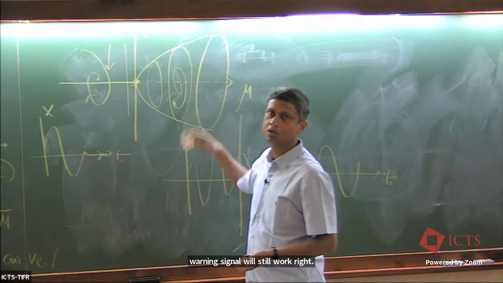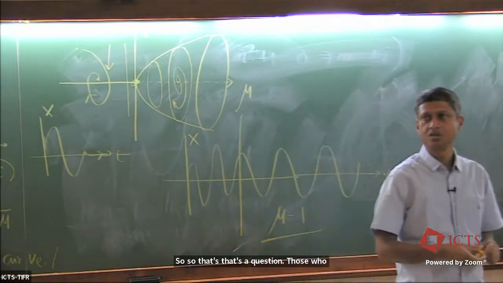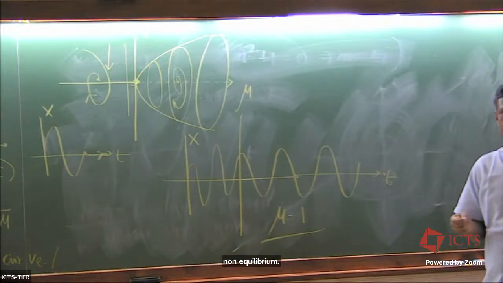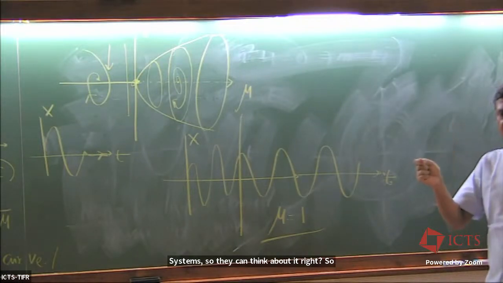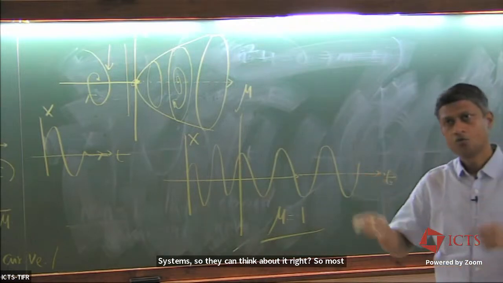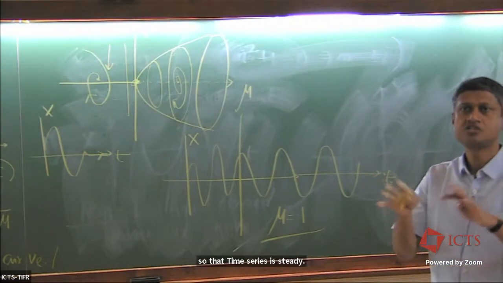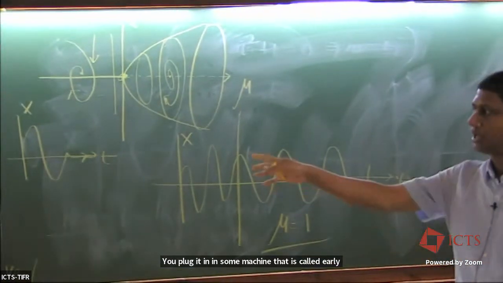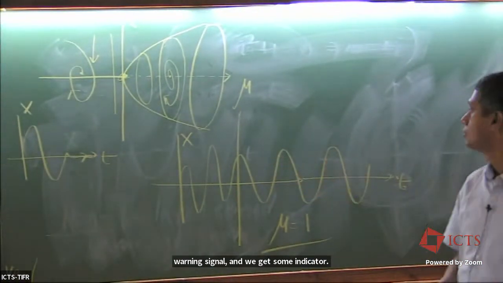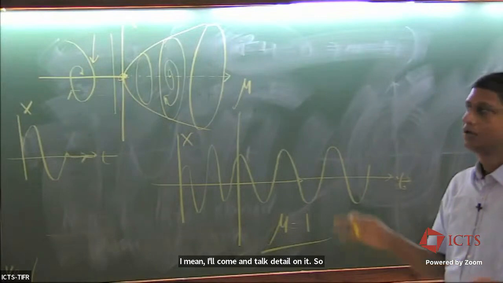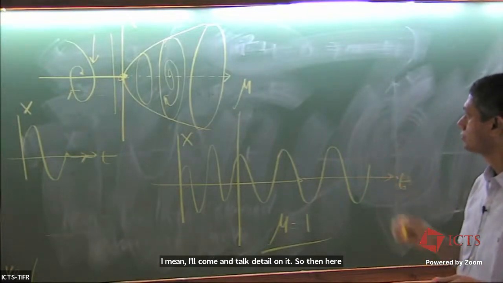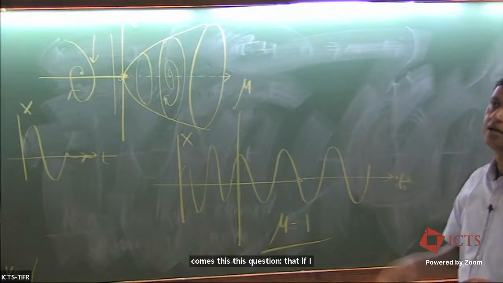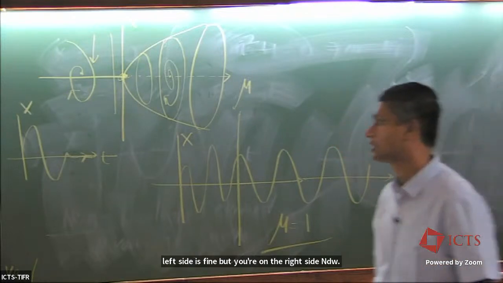Those who work on non-equilibrium systems can think about it. Most of the literature has a time series that is steady. We plug it into some machine called an early warning signal, and we get some indicator. I will come back and talk about it in detail. Here comes the question: if it works on the left side, will it still work on the right side? I'll come to that question.